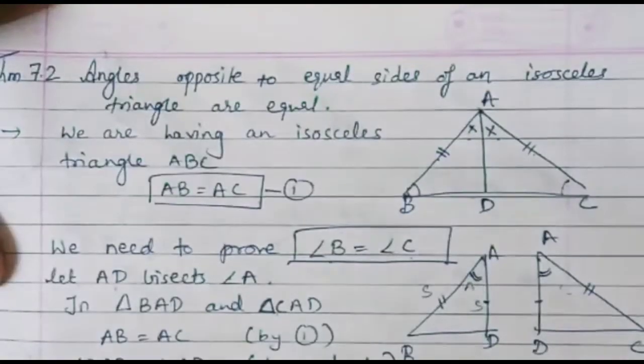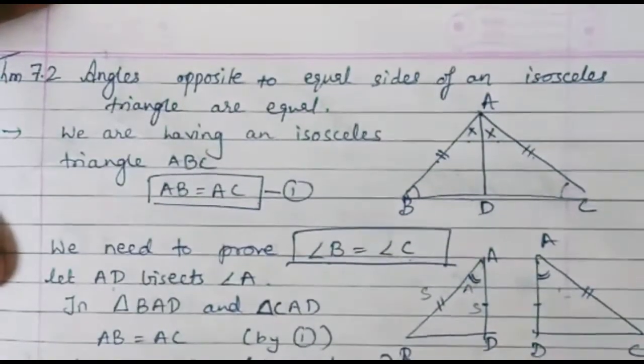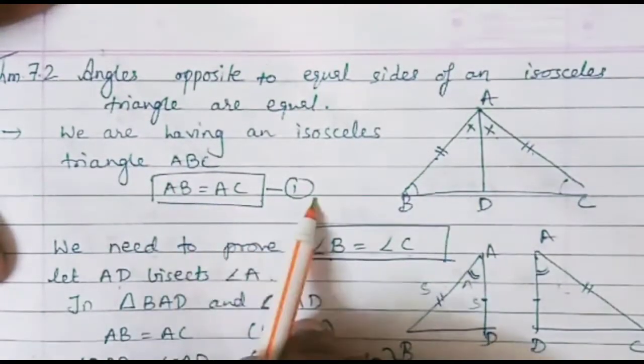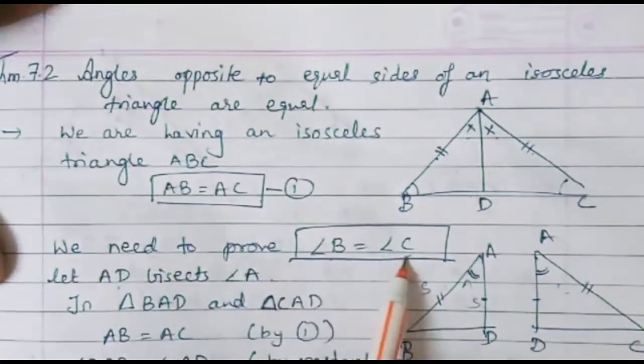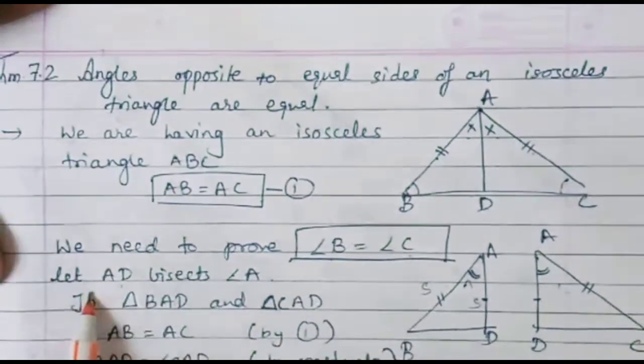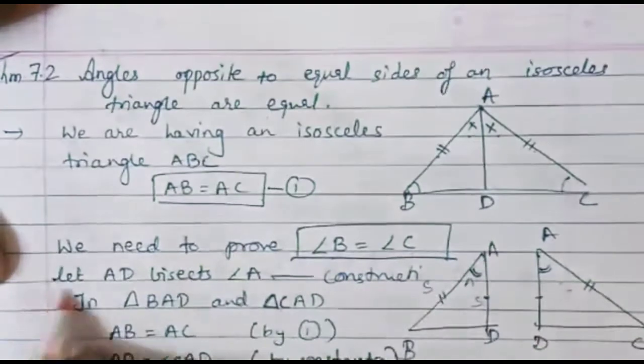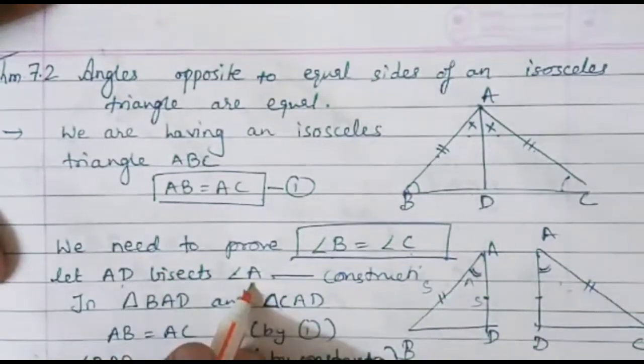You can see I have written the full statement here. We have isosceles triangle ABC in which AB and AC are equal. Result number 1: we need to prove angle B and angle C are equal. So let us first construct. This is our construction, right? We are supposing that AD bisects angle A.